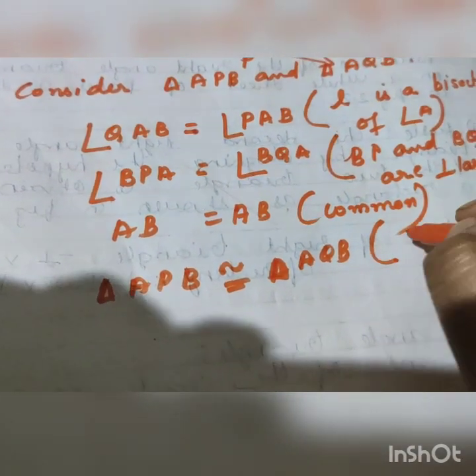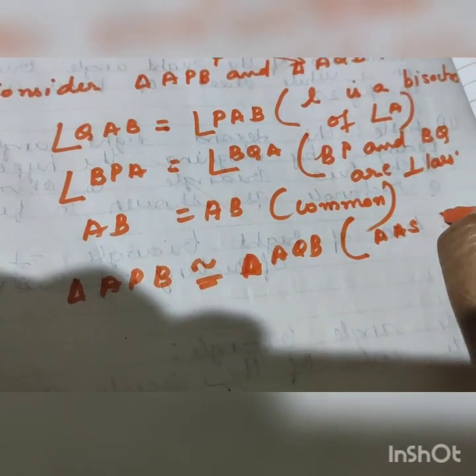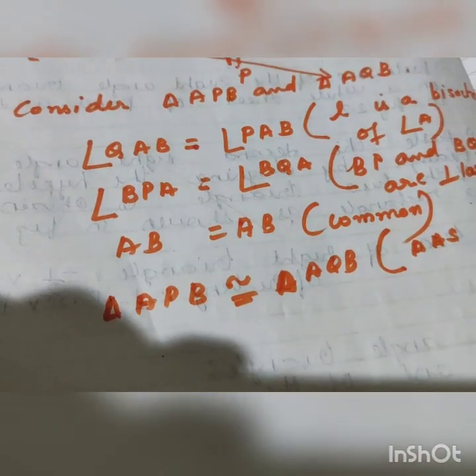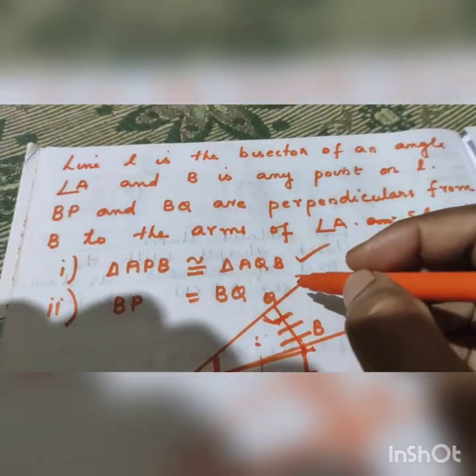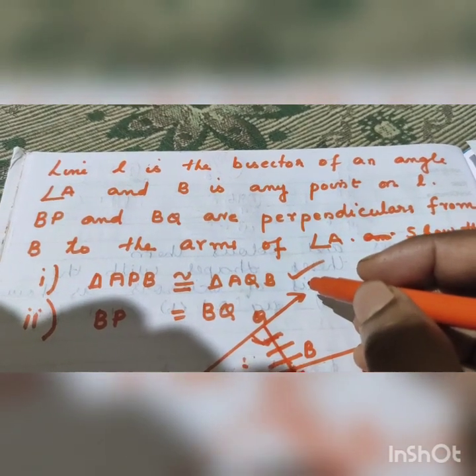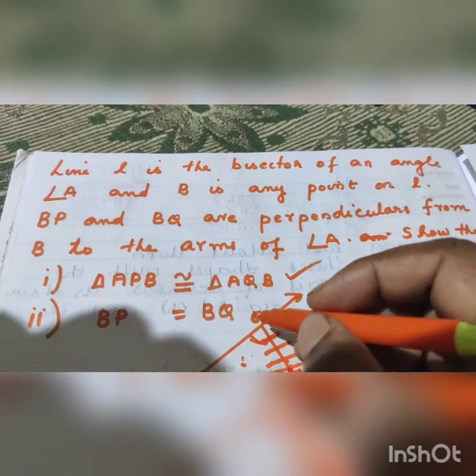By which criteria? AAS criteria. These two triangles are congruent. We proved the first one. First question, triangle APB congruent to triangle AQB. Now we have to prove the second question, BP is equal to BQ.